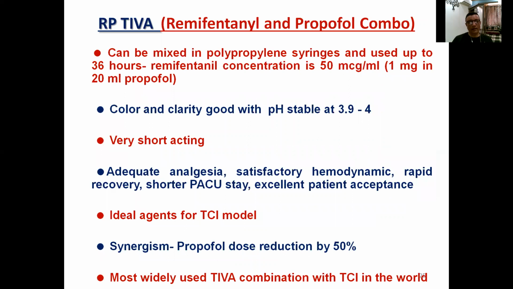Like that, RP-TIVA is a remifentanil and propofol combination. I have not used remifentanil in my practice, but it can be mixed in a polypropylene syringe and used up to 36 hours. Remifentanil concentration is 50 microgram per ml, that is 1 milligram in 20 ml propofol. The color and clarity are good, with a stable pH of 3.9 to 4, and it is very short acting. It gives adequate analgesia, satisfactory hemodynamic status, rapid recovery, shorter PSU stay, and excellent patient acceptance. It is an ideal agent for the TCI model. The synergism also reduces the dose of propofol by 50%, and it is the most widely used TIVA combination in TCI in the world.